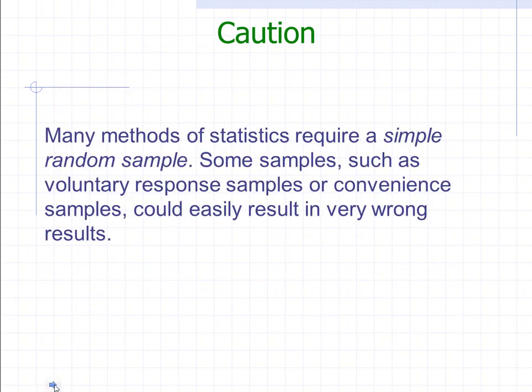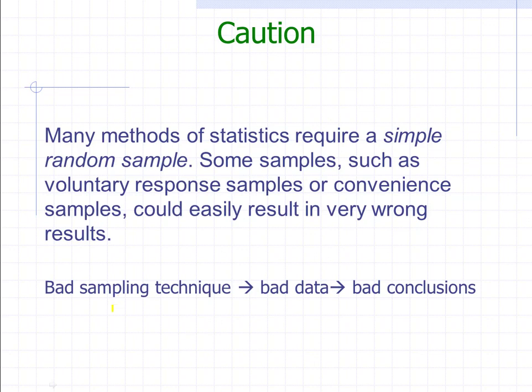But be careful. These require simple random samples, so we need to be careful of bad sampling, such as voluntary response or convenience samples. So remember, bad sampling technique gives us bad data, which gives us bad conclusions. So no fancy math, no amount of computer calculations and manipulations can give us good conclusions from bad data.